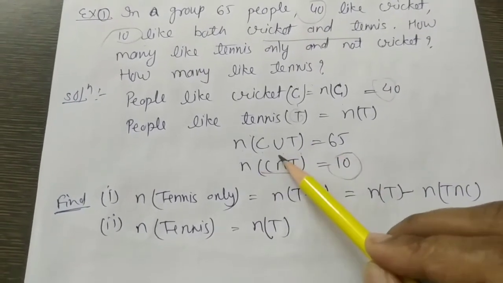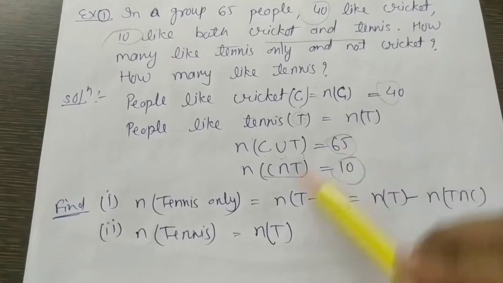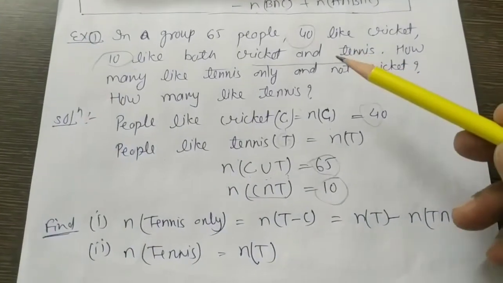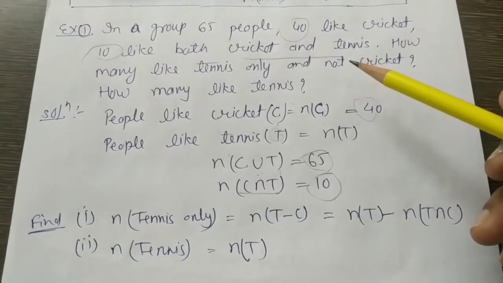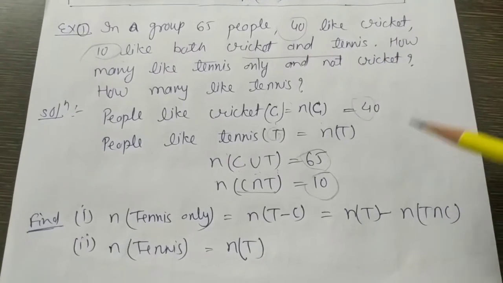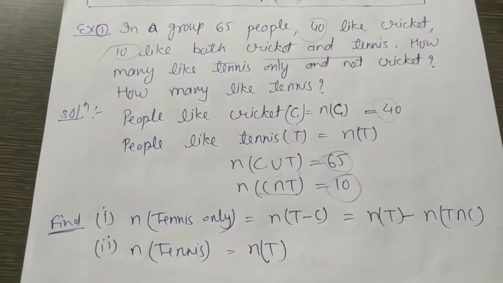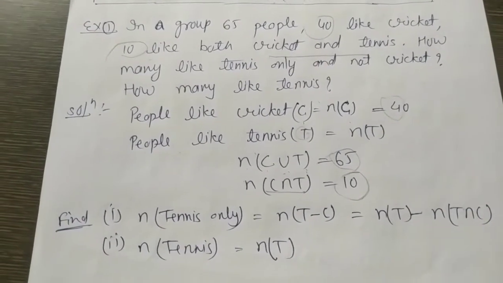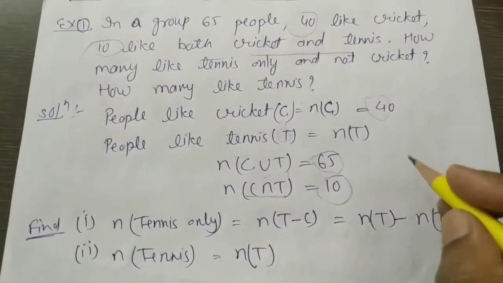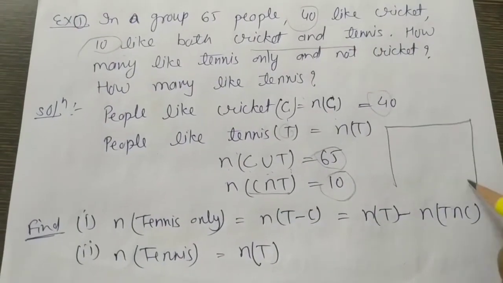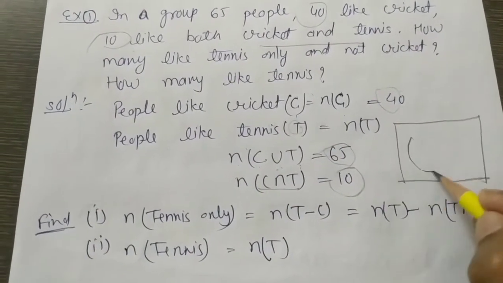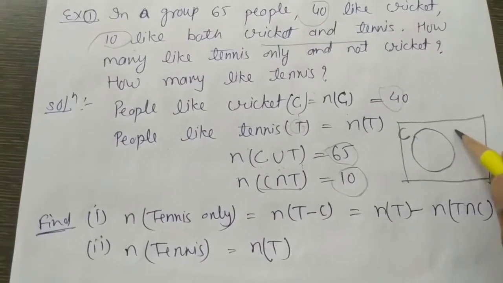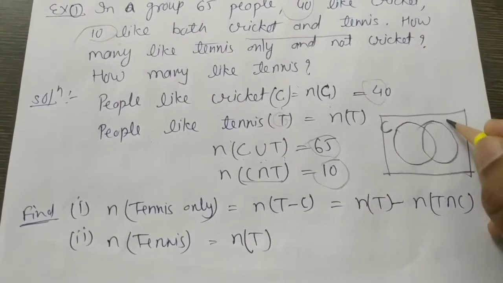We have considered C union T. It means cricket union tennis is 65. Here we are not given a universal set. We are considering that every person likes at least one sport between tennis and cricket. We can also go through one diagram. Suppose this is set C and this is set T.